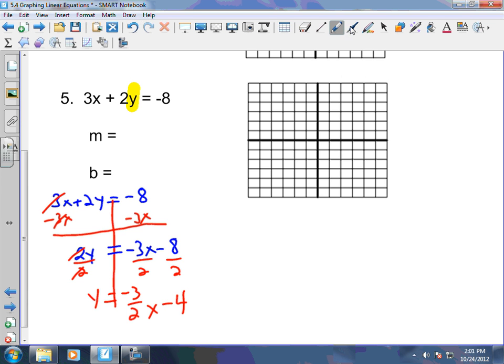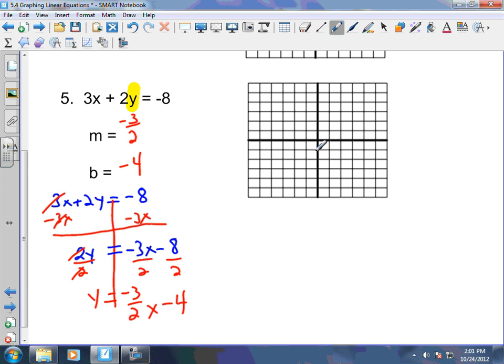See here, if you look at it, you just go, oh, the number next to my x is my slope. No, my slope is not 3. What's my slope, kids? Negative 3 over 2. What's my y-intercept? Negative 4. You must isolate the y in order to be able to get your slope and your y-intercept.